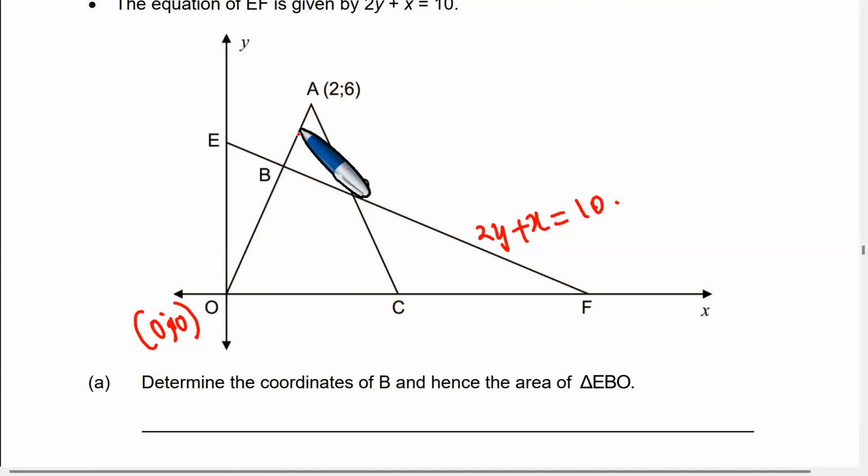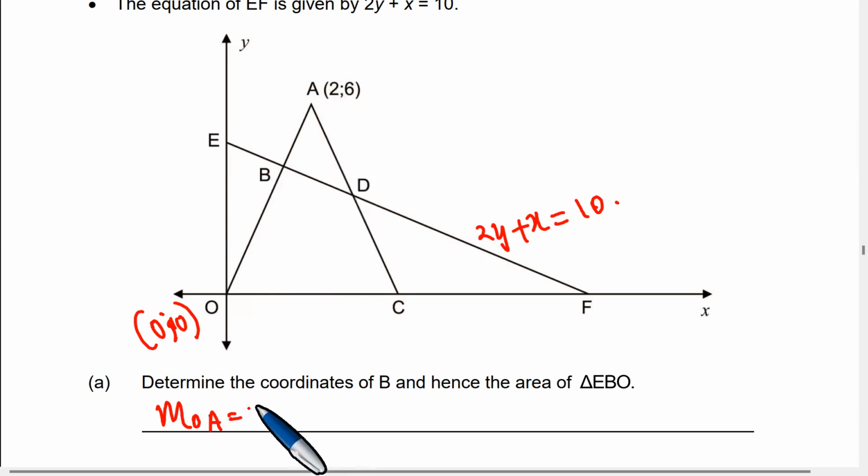Right, so what is the equation of OA? It passes through the center, so let's just find the gradient to make sure we demonstrate the methods, but you can see that it's y over x. So it's 3x, because 6 divided by 2 is 3. Then you just multiply by x because it passes through the origin.